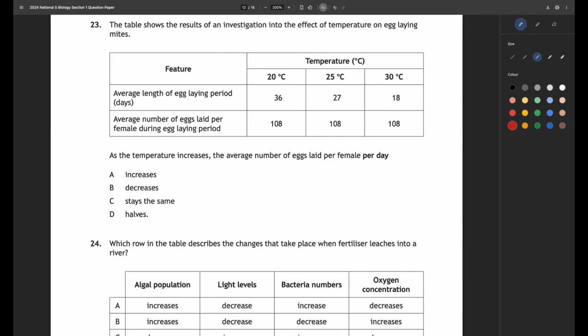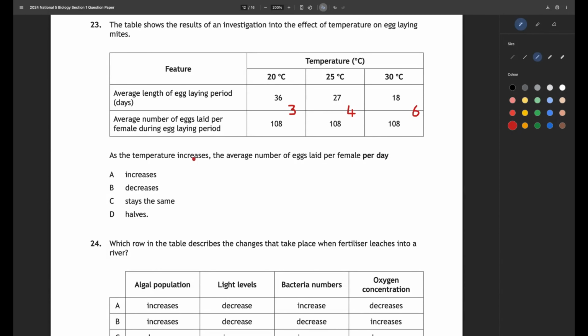So what we have to do for this is divide the total number of eggs laid by the number of days that they had as their egg laying period. So the first one would be 108 divided by 36. So that's going to be 3 for this first one. The second one is going to be 108 divided by 27 days. Again, this is so that we get it per day. That's going to be 4. And the last one is 108 divided by 18, which is going to give us 6 per day.